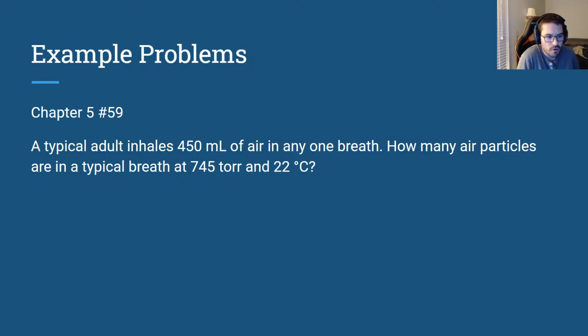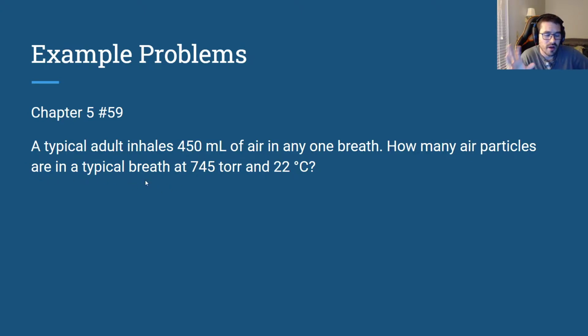How many air particles are in a typical breath at 745 torr and 22 degrees Celsius? Okay, once again, we have a volume, pressure, and temperature. So we're probably going to need to use the entire ideal gas law. It's asking us how many air particles there are in a typical breath.